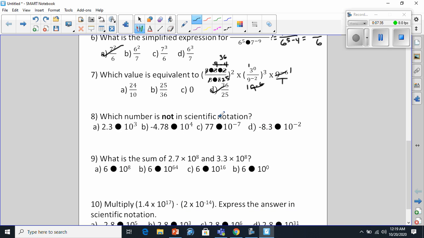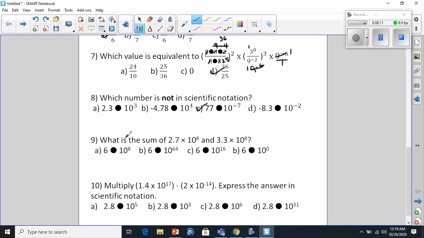Which number is not in scientific notation? Which one is not in scientific notation? 2.3 times 10 to the third seems fine. Remember, we need that decimal after the first number. Negative 4.78 times 10 to the fourth is also in scientific notation. The 77, there's no dot here. Okay, I would say C is not in scientific notation. Negative 8.3, yes, it could be a negative number, as long as that dot's right after that first number. So that is also in scientific notation.